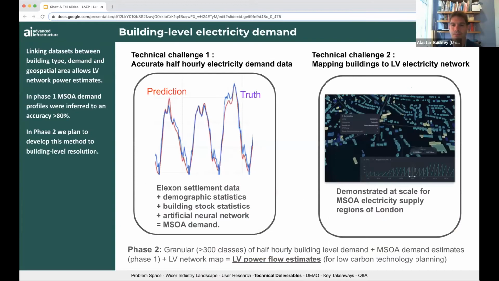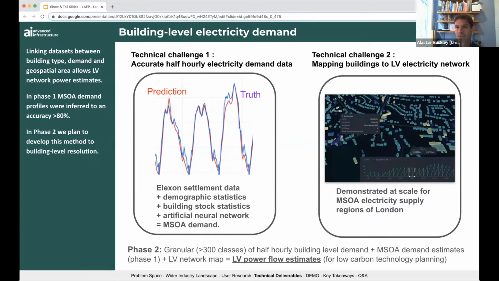Thanks, Lily. So building on Lily's user needs, there are 2 technical goals that we've been working to solve. The first is to generate building-specific electricity demand estimates at half-hourly resolution, and the second is to map the buildings to the low-voltage network. And together these will allow a step change in the way planning decisions for the deployment of low-carbon technologies can be made.